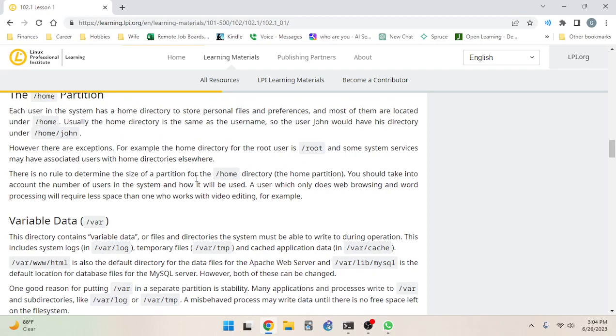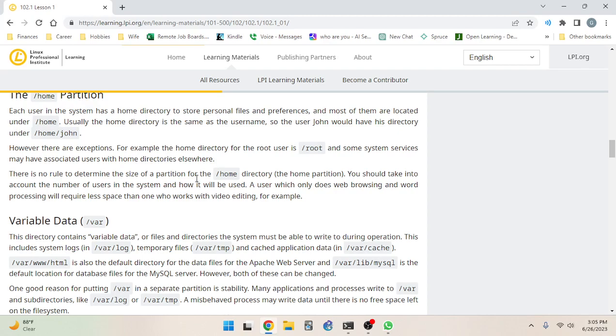Each user in the system has a home directory to store personal files and preferences. And most of them are located under /home. Usually the home directory is the same as the username. So the user John would have his directory under /home/John. However, there are exceptions. For example, the home directory for the root user is /root, and some system services may have associated users with home directories elsewhere.